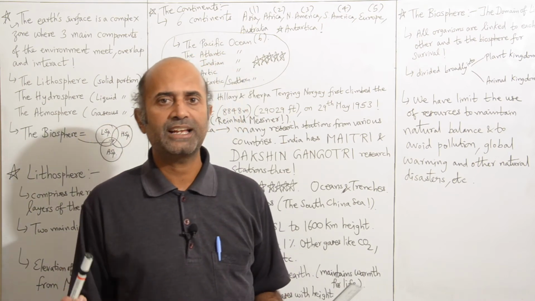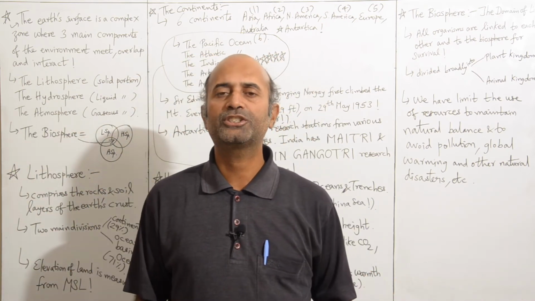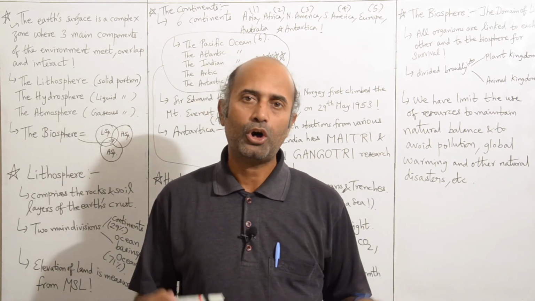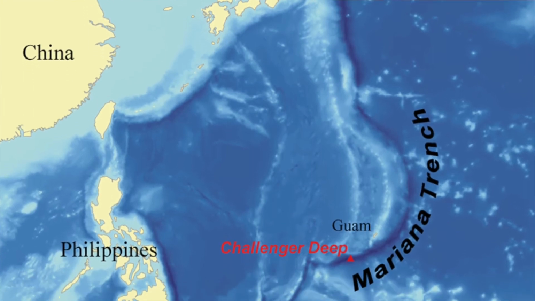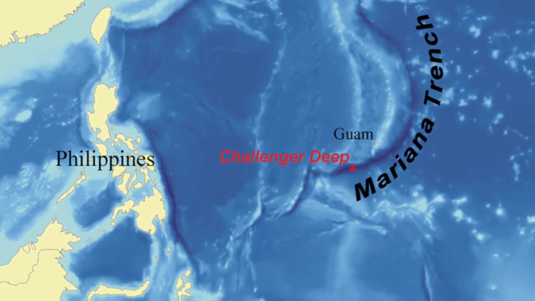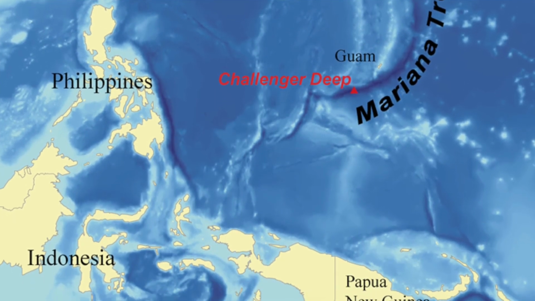These oceans have their deepest points. There are certain deepest points on all these oceans. They are known as trenches. So the deepest point on the earth is the Marianas Trench, which lies in the Pacific Ocean. The Challenger Deep is the deepest point inside the Marianas Trench area in the Pacific Ocean.